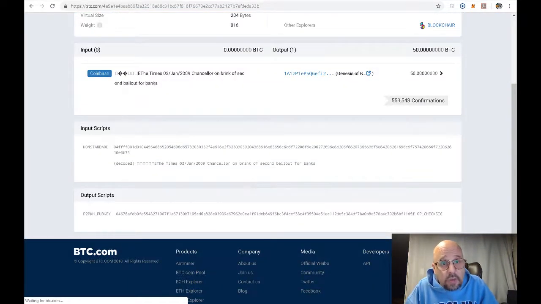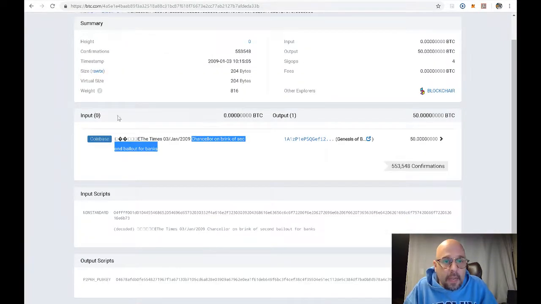Here it is. "Chancellor on the brink of second bailout for banks." Boom. There it is. There's the input for that transaction, right? That was the input. That was the very first transaction on any blockchain. Bam. Right? Here are your outputs, right?